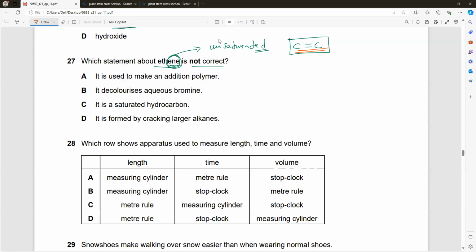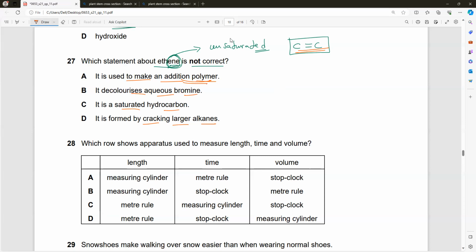Now, they are asking, try to answer at least one question. It is used to make an addition polymer. It decolorizes aqueous bromine. It is a saturated hydrocarbon. It is formed by cracking larger alkanes. They are asking which is not correct, so the remaining options are all correct. Addition polymer: this question also came recently and I explained it to you. Alkenes we can use for addition polymerization, and they decolorize aqueous bromine.